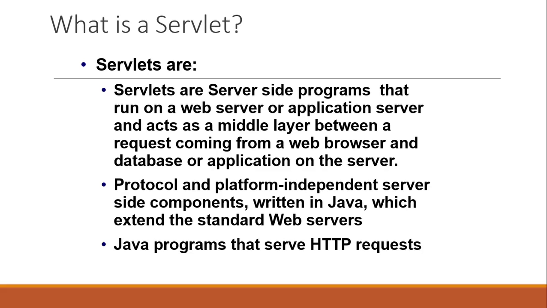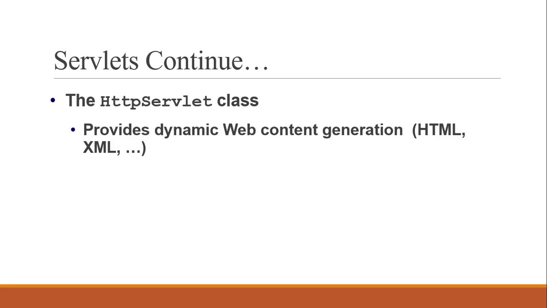A Java program that serves the HTTP request. Usually Java programs serve the HTTP request. Fine. An HTTP servlet class provides dynamic content generation, HTML, XML. If you see that only HTML is there, then how can it be dynamic? But in response, with the help of HTML also, they are creating new web pages. They are creating new output as per the request generated by the client. So whenever they are generating new things, it means it is dynamic.